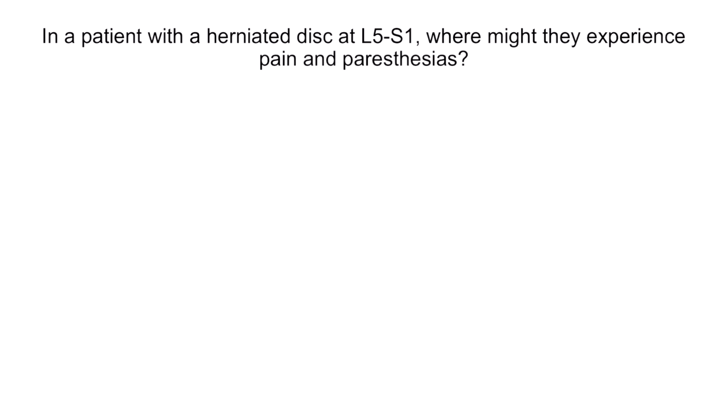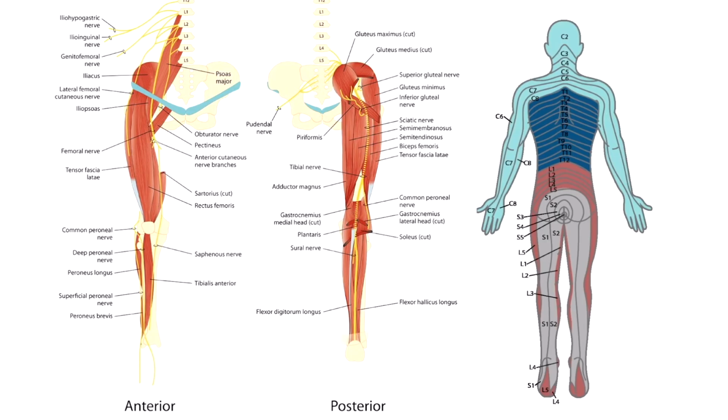In a patient with a herniated disc at L5, S1, where might they experience pain and paresthesias? When the L5, S1 disc herniates, it often contacts the S1 nerve root. This spinal nerve feeds into the sciatic nerve, which is a large nerve that runs down the back of the leg. When this nerve is affected, patients get symptoms of sciatica. This means pain and paresthesias running down the back of the leg and often into the foot.